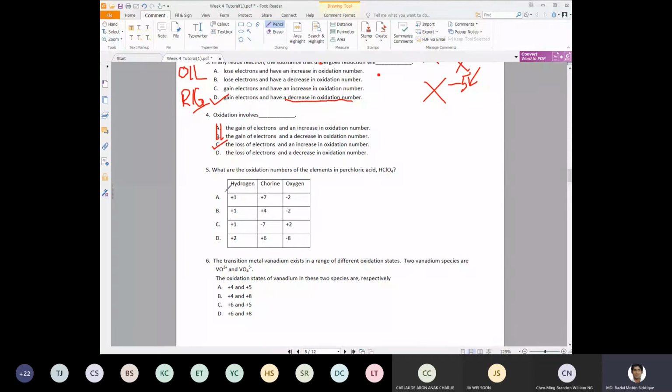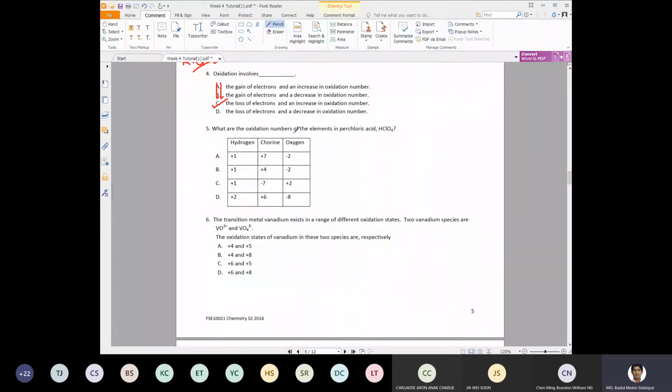So this is the correct answer. Number 3, C. Question number 5. What is the oxidation number of the elements in perchloric acid? What is the total charge of perchloric acid? Can anyone tell me? The total charge of perchloric acid is 0, because there is no positive, no negative charge, it's total 0.